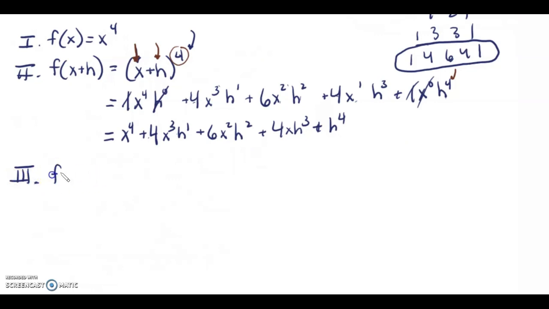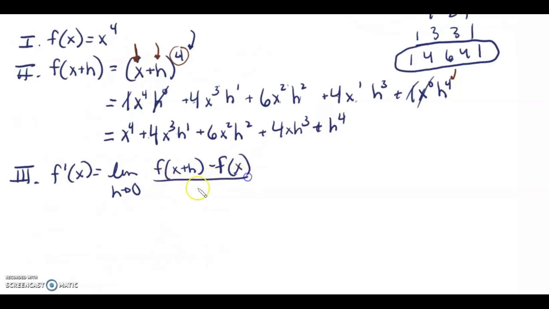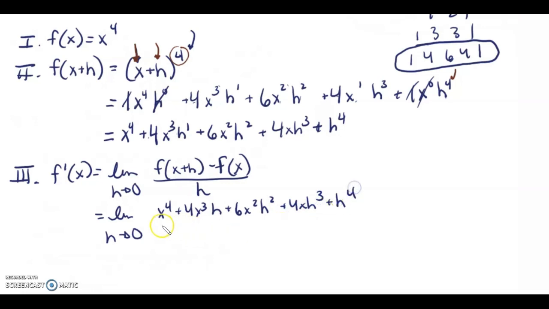And now what we're going to do is find the derivative. So f prime at x equals the limit as h approaches 0 of f at x plus h minus f at x, all over h. Now let's sub in the full expansion: x to the 4 plus 4x cubed h plus 6x squared h squared plus 4x h cubed plus h to the 4, all over h. Oh, I'm sorry, minus f at x. Don't forget that. So minus x to the 4.